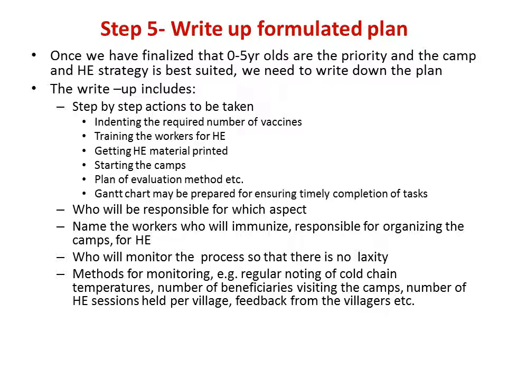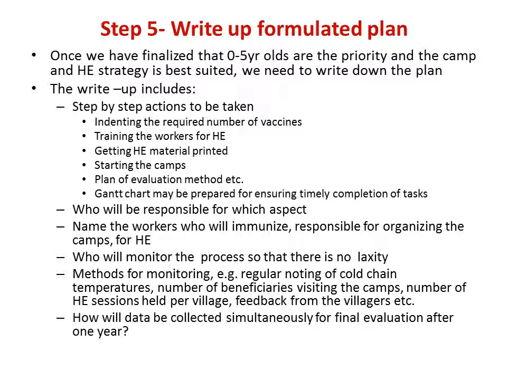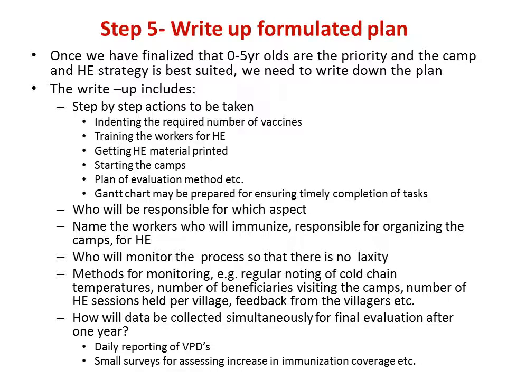It can be any method, it has to be written down. And it also needs to mention how data will be collected simultaneously, which will be used for final evaluation after 1 year. For example, daily reporting of vaccine preventable diseases, small surveys at village level for assessing the increase in immunization in those areas, etc., can be done simultaneously and can be used at the end for final evaluation.